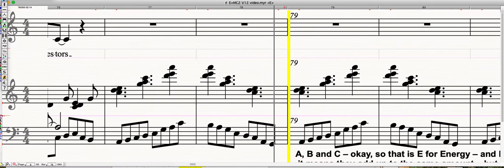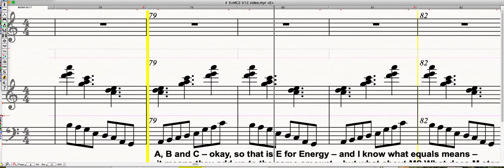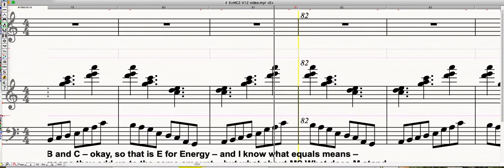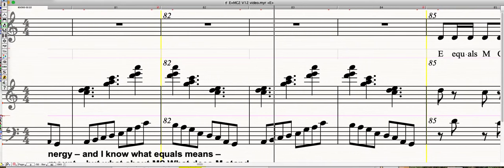So that is E for energy, and I know what equals means. It means they add up to the same amount. But what about M? What does M stand for?